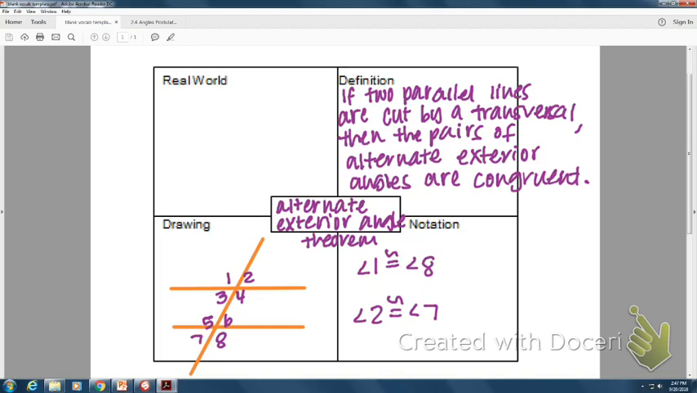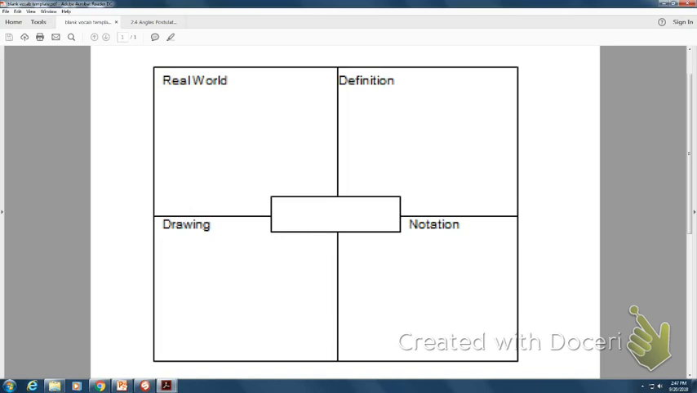So far we've done alternate interior and alternate exterior. They are congruent angles. Questions? Okay, next one. I think we only have 2 more. Yes, 2 more. Same side interior angle theorem.